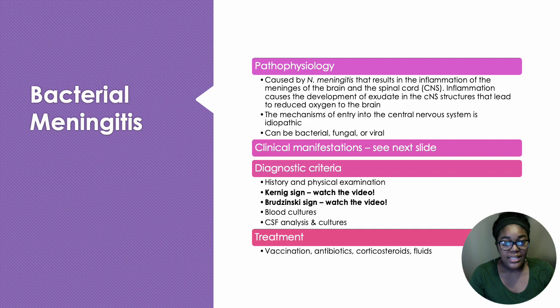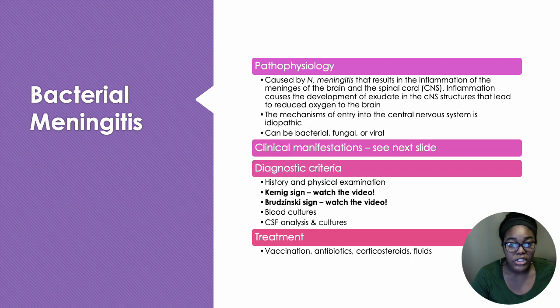Bacterial meningitis is also a bacterial infection. At least the one that we're talking about is a bacterial infection. Just know that meningitis can be caused by different microorganisms. It can be caused by fungal microorganisms or viral microorganisms, but the one for our example today is bacterial meningitis, which is the bacterial version of this. And it results in the inflammation of the meninges in the brain and the spinal cord. So your central nervous system is affected by this bacteria.